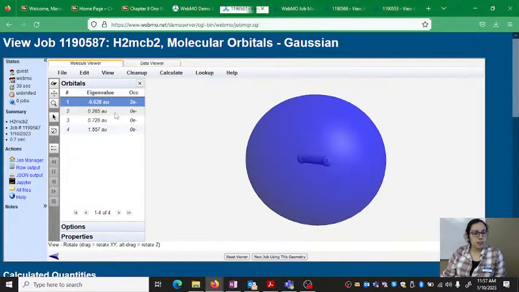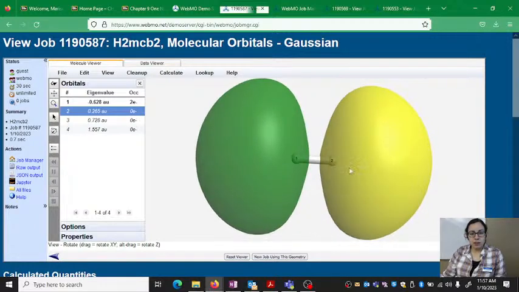Then if we check out the antibonding orbital, here's our antibonding orbital, and you notice there's a node here that separates them so they're not bonding. That's also what we mean when we say bonding and antibonding.